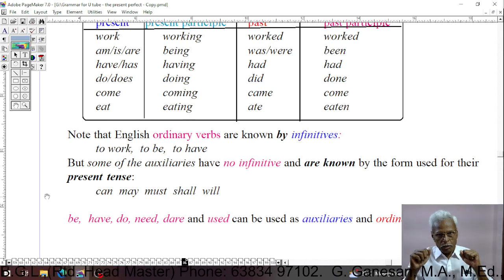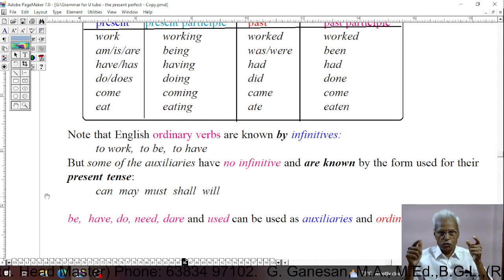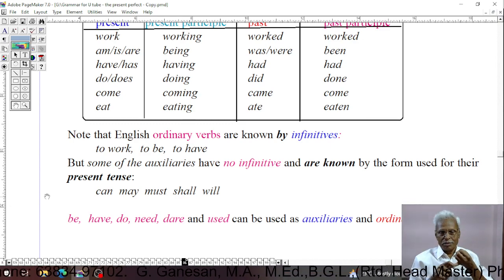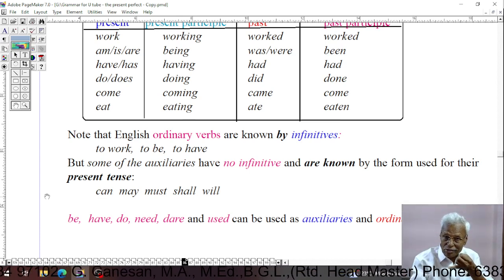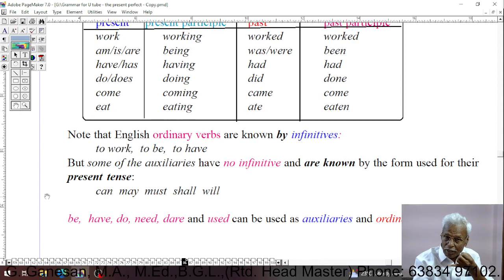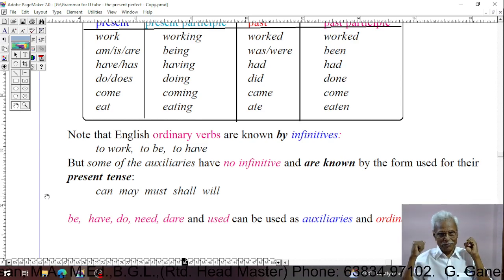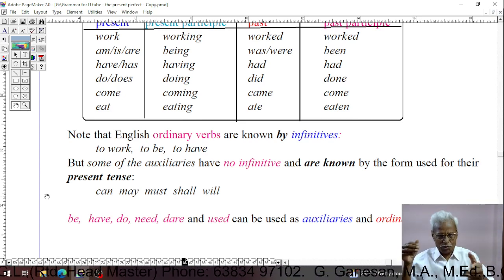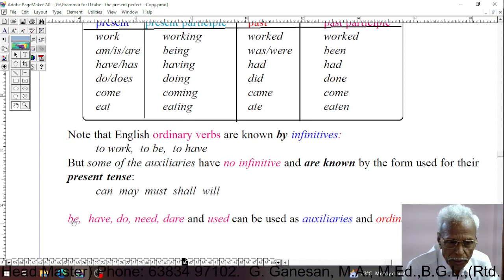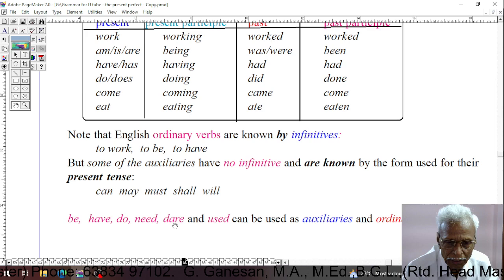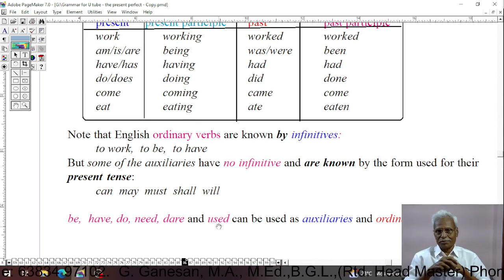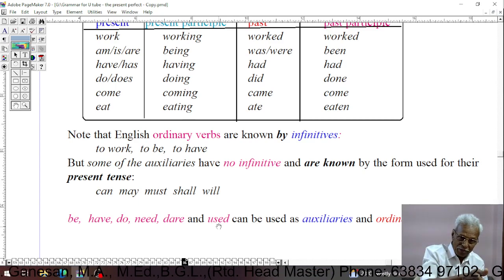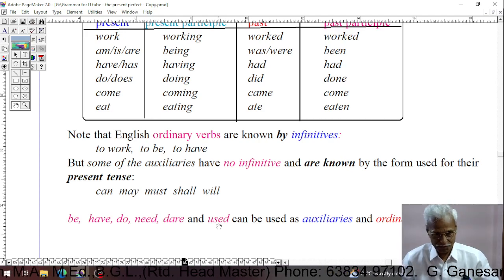Then, yet one more thing I have to tell you, dear students. Some verbs function both as auxiliary verbs as well as ordinary verbs. Some of the verbs you got to see: be, have, do, need, dare, and used. So these verbs are used both as auxiliary verbs and ordinary verbs.